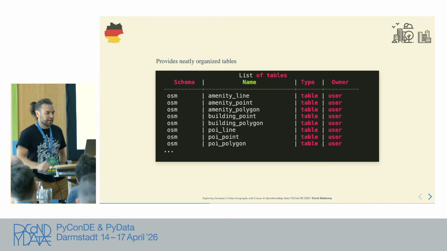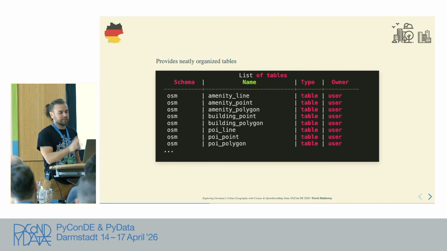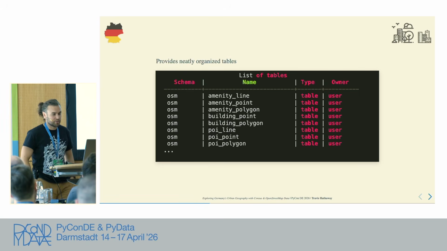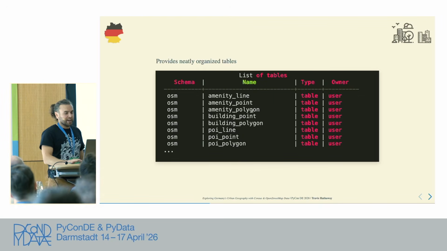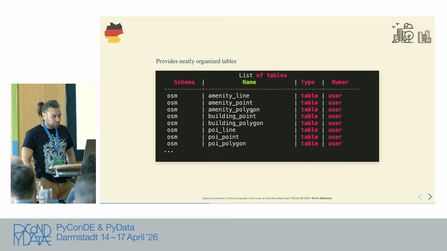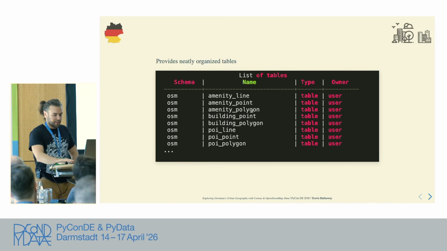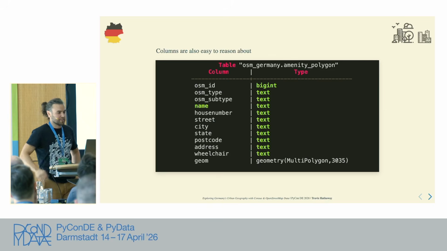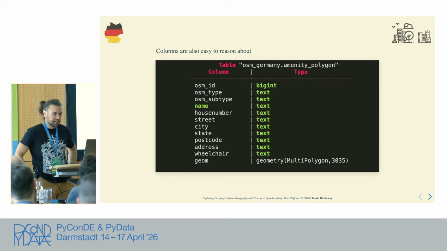We can see that we have amenity line, amenity point, amenity polygon. These are just categories of different places. Amenities would be things like schools, police stations, hospitals, that kind of thing. Then we also have building points and building polygons. And then we have POI for point of interest. And this is an example of what one of those tables looks like.